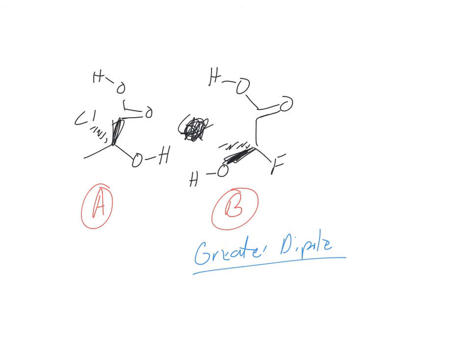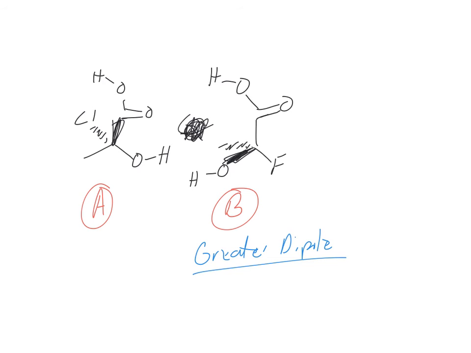Which one's going to be the more reactive acid? Why A? What bond are we looking at? So we're talking about acids. If I say generally acids, I'm talking about Brønsted acids. So what bond are we looking at for reactivity? The OH bond, right? The OH bond. How is chlorine affecting that OH bond?